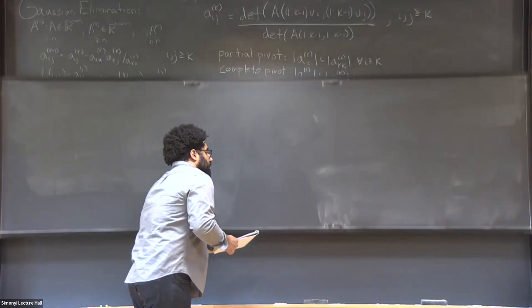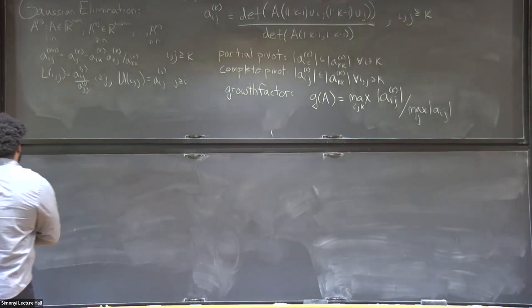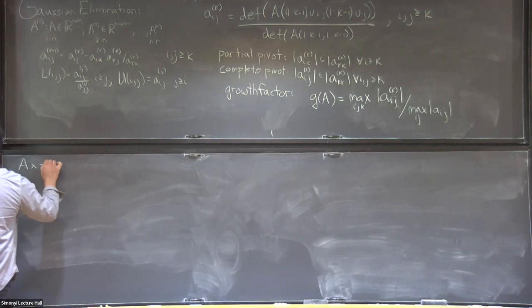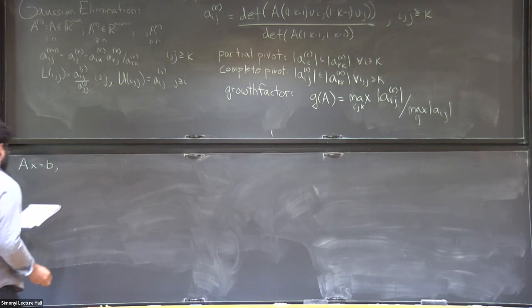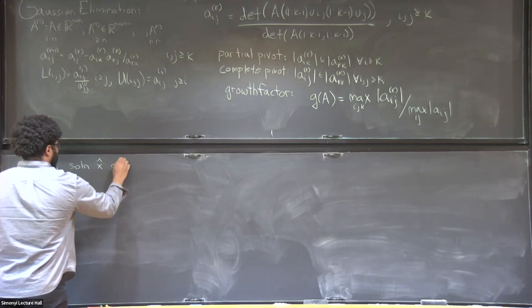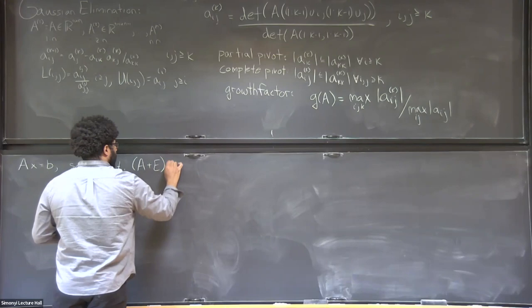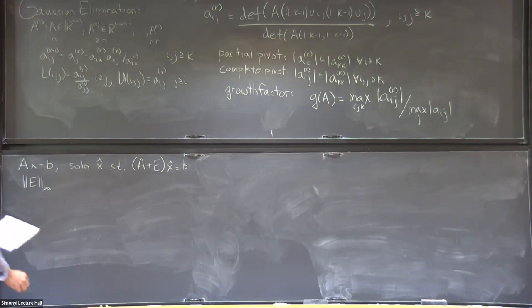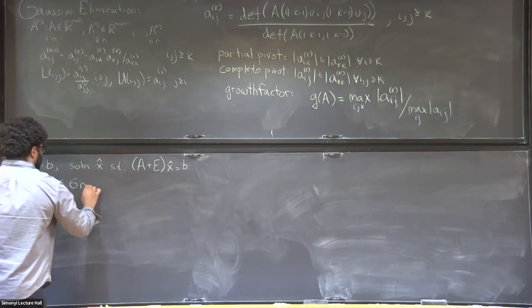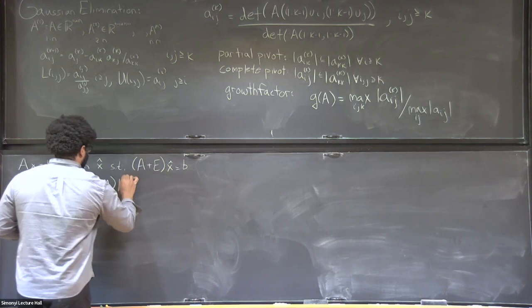Based on the result I proved for you before the break, you can show the following thing with just a tiny bit of work. Suppose you want to solve Ax equals b, and you use this Gaussian elimination procedure to do this. You get some approximate solution x hat out, and your solution x hat will be such that (A plus E) x hat equals b, and this matrix E will satisfy the following bound. Here I'm using infinity norms, not the entry-wise ones that I was using prior. This is at most like 6 n cubed, both with A and for the norm.